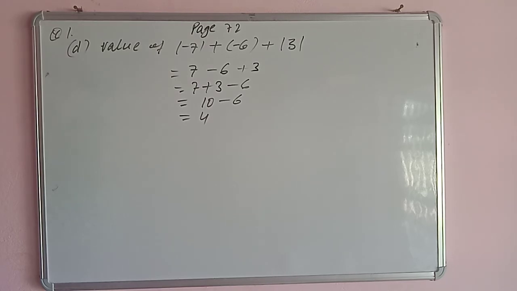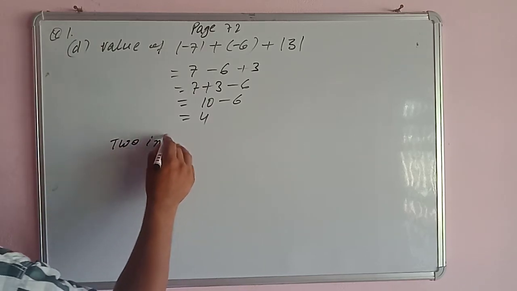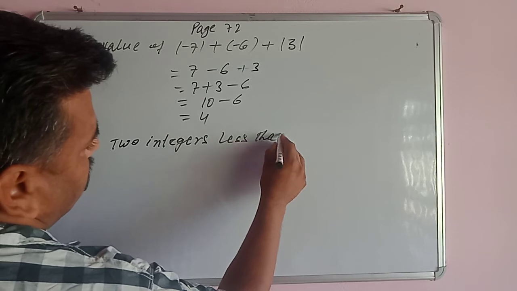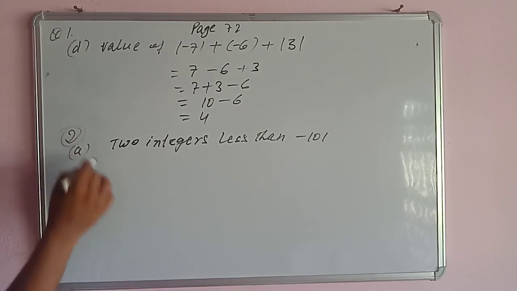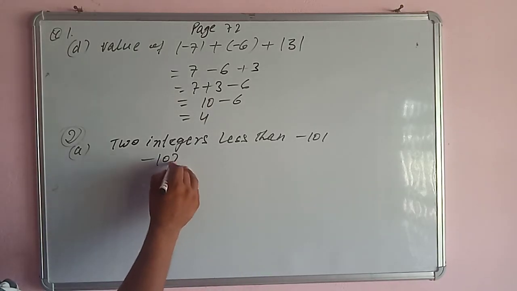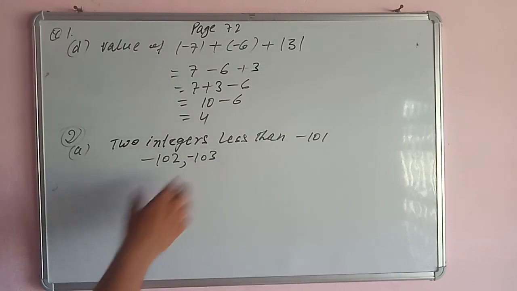And in the B part, answer the following questions. The first question is, write any two integers less than minus 101. So we can write any two integers that are less than minus 101. It may be minus 102 or minus 103.